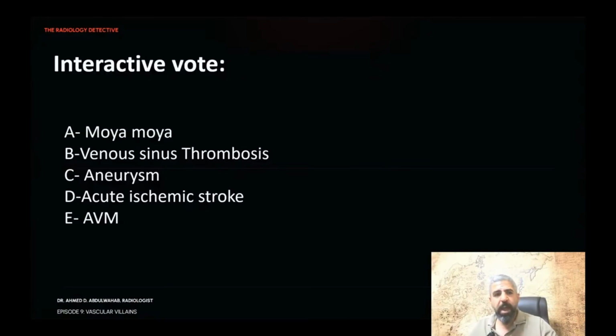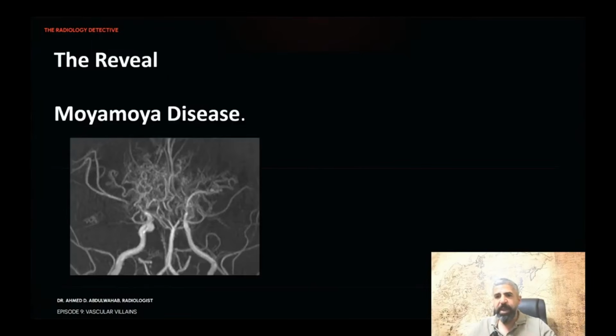Is it A, Moyamoya, B, venous sinus thrombosis, C, aneurysm, D, acute ischemic stroke, or E, AVM? The reveal for this case is Moyamoya disease. It's a progressive bilateral stenosis of the supraclinoid internal carotid arteries. These fragile, hazy vessels are highly prone to microaneurysms and hemorrhagic rupture in adults and ischemic stroke in children.